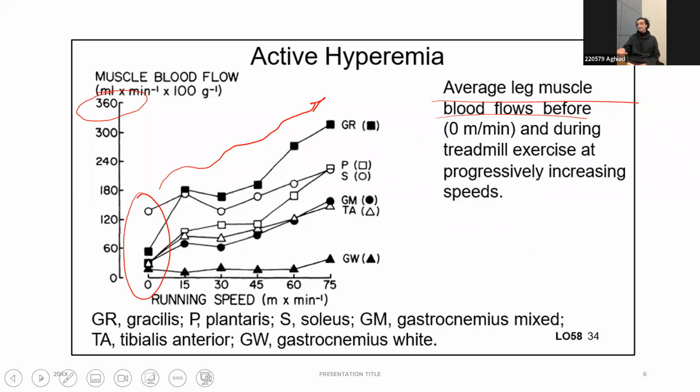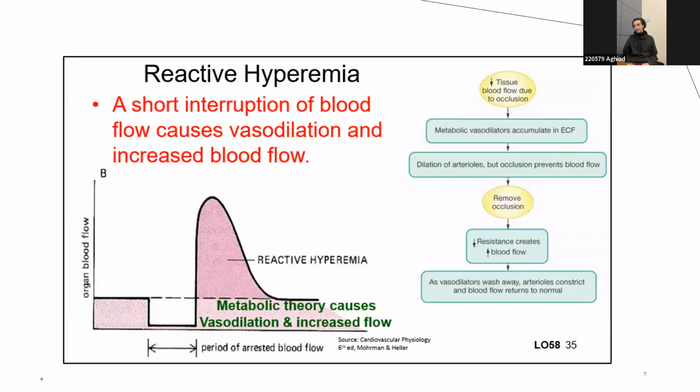All right. Now, reactive hyperemia, what is it? It may sound the same, right? They're both hyperemia, but it's mainly due to a short interruption of blood. So it's not necessarily that the muscle is working more per se, but the interruption of blood makes the metabolites, in ratio to the amount of blood that there is there, too much. And so after it finally opens up, you see this huge surge of blood. And as you can see, our short interruption of blood flow causes vasodilation and increased blood flow. Simple.